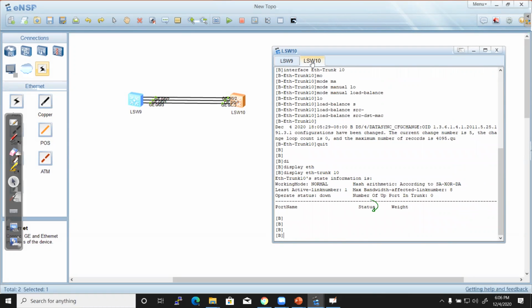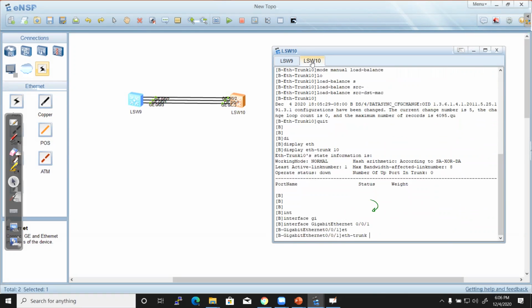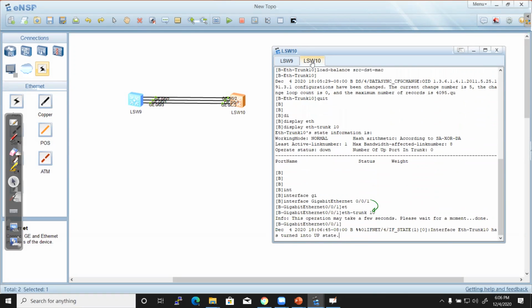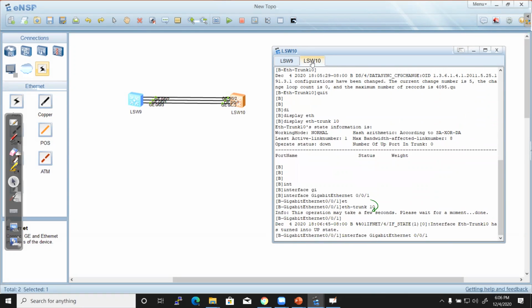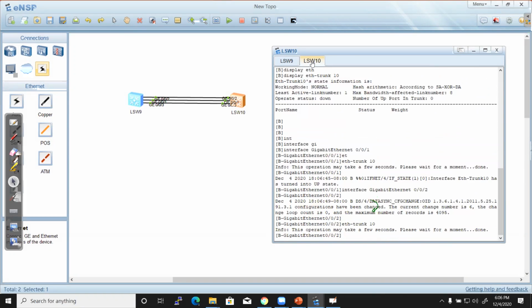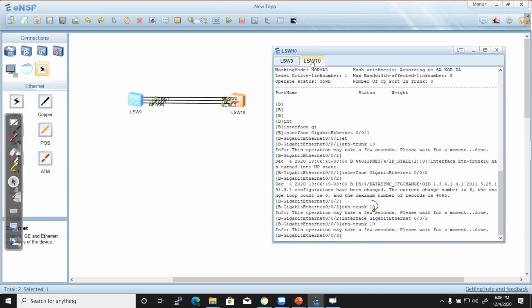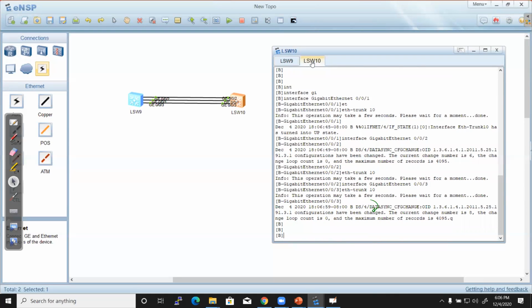For example, the interface gig 0/0/1, and then you will say each trunk 10, and then to the other interface, and you will say, okay, fine, be a member of each trunk 12, which is your logical bundle, and then port 3 and the each trunk 10, and that's it.